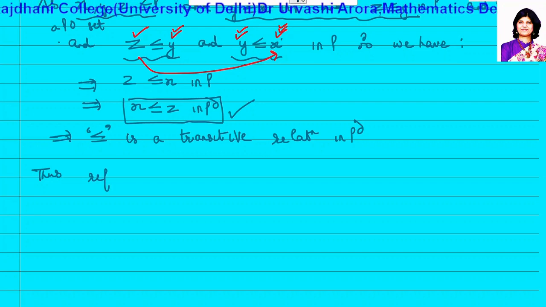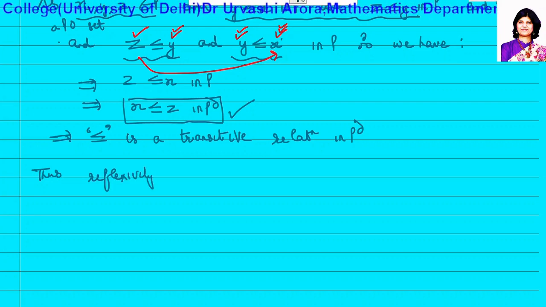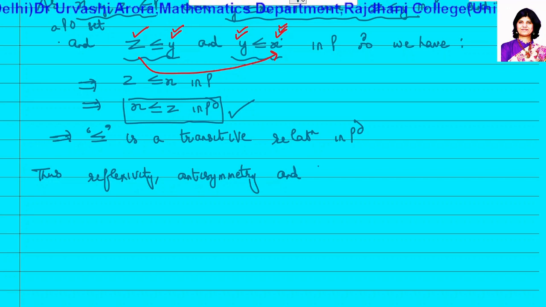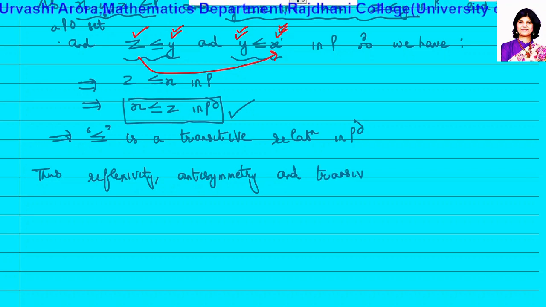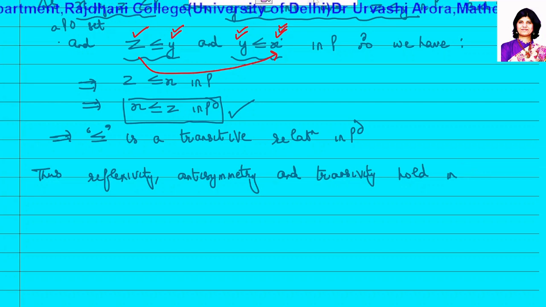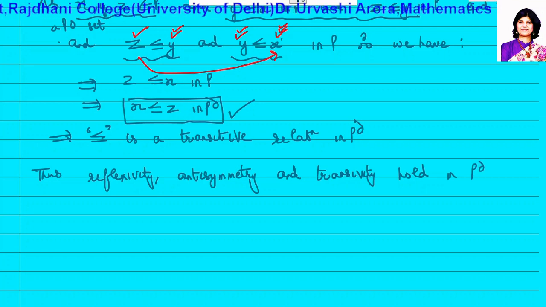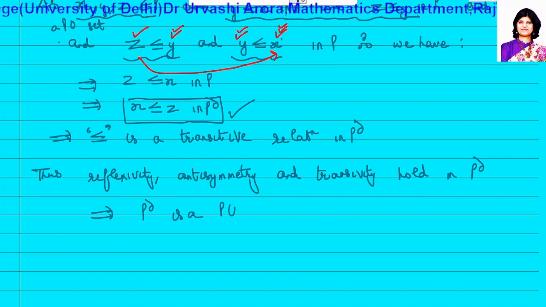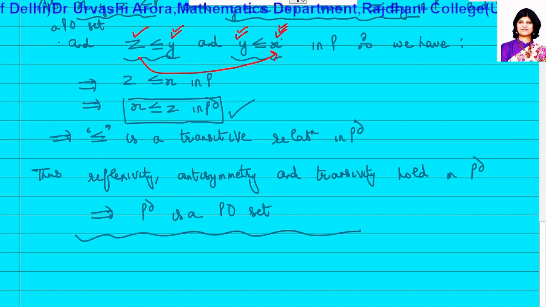So reflexivity, antisymmetry and transitivity hold in P dual. And because these three properties hold in P dual, this implies that P dual is a PO set. So this is the proof of the result. The proof of the result is complete.